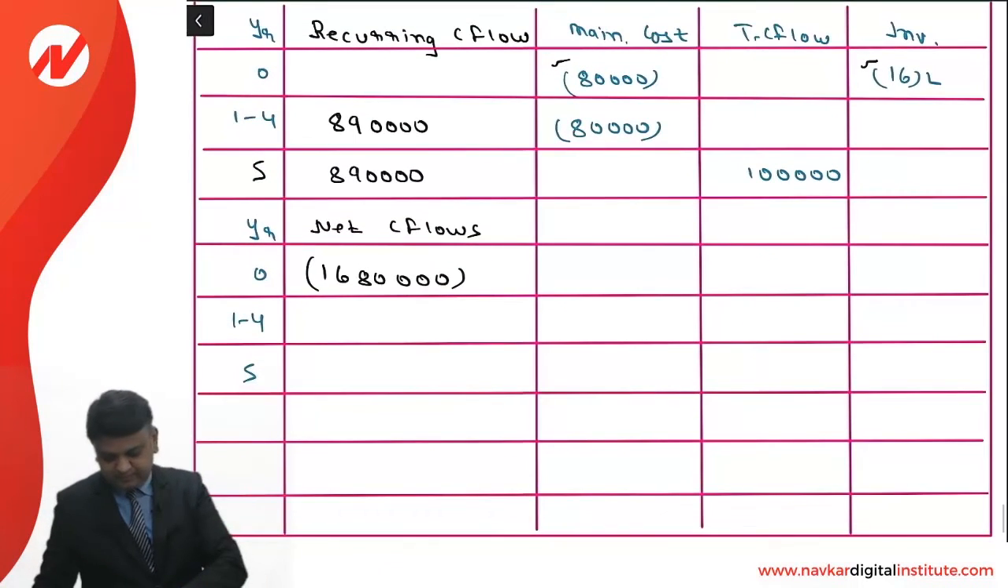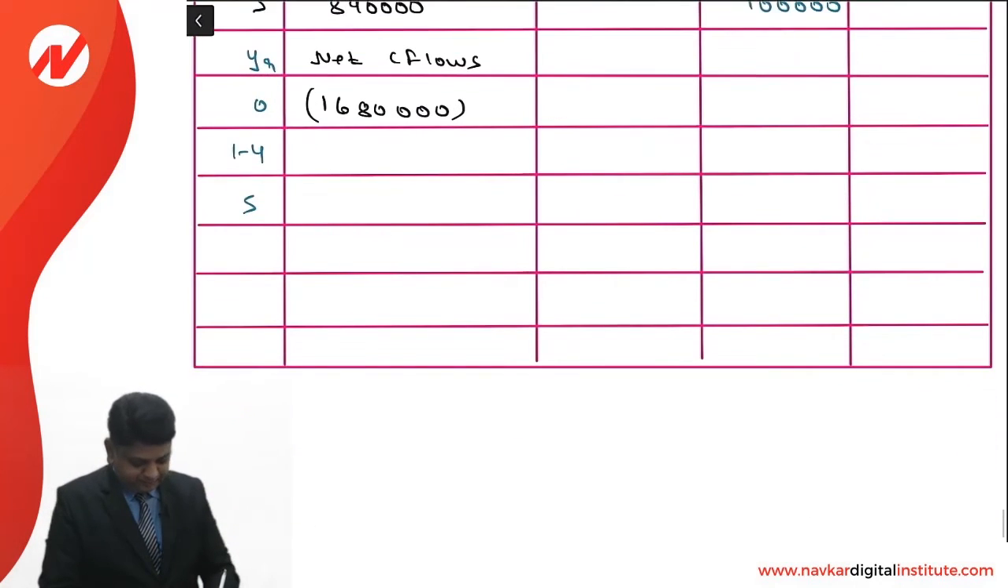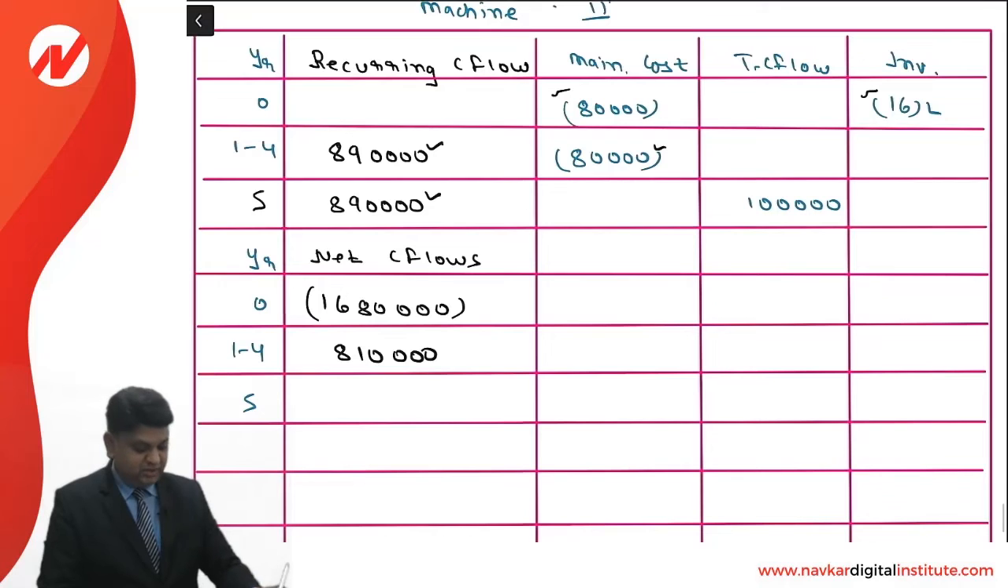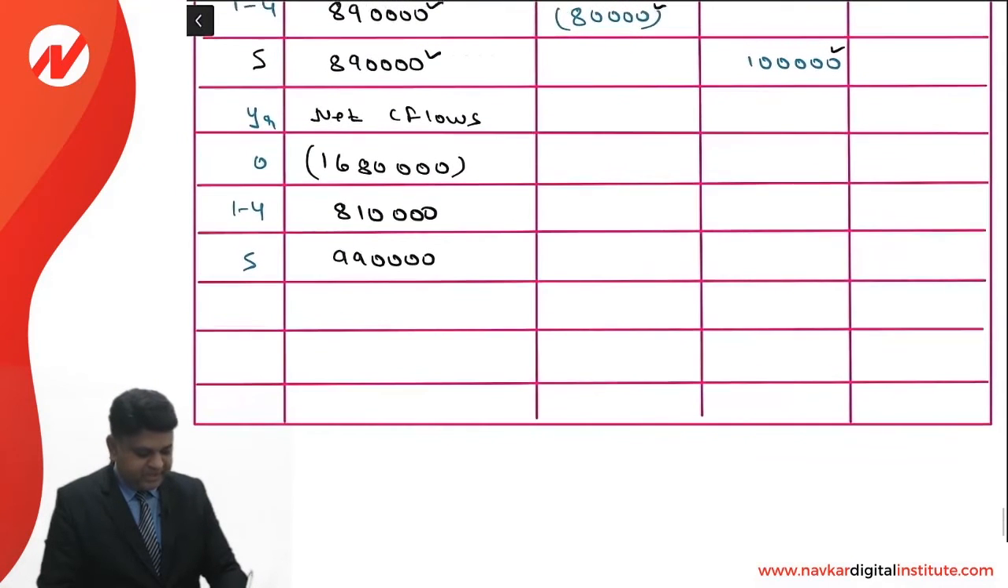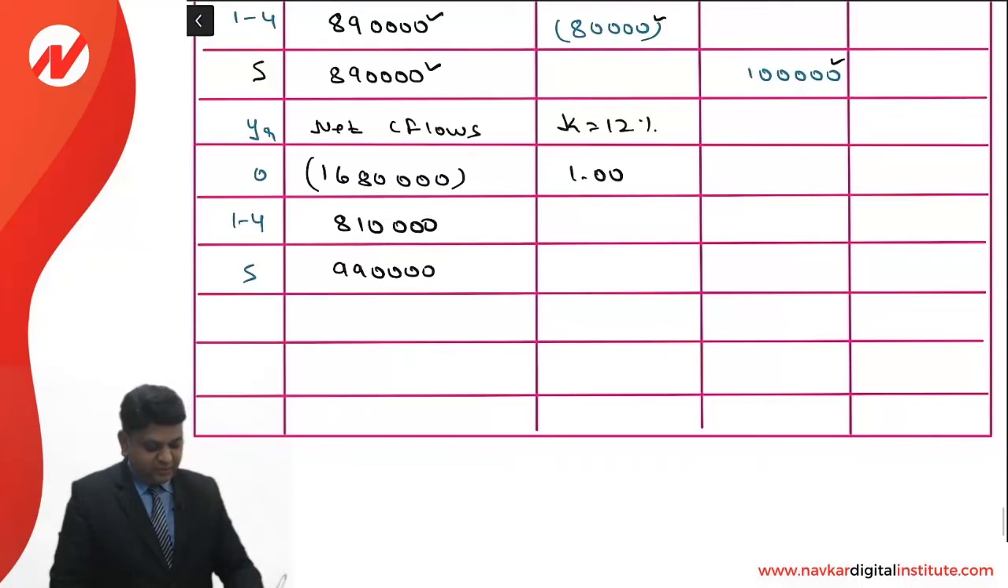Recurring cash flow 8 lakh 90,000 minus 80,000 comes to 8 lakh 10,000. In the last year, it will be 8 lakh 90,000 plus 1 lakh, that is 9 lakh 90,000. These cash flows will be discounted at the rate of 12%. Again, year 0 factor will be 1. Then we will compute the present value.